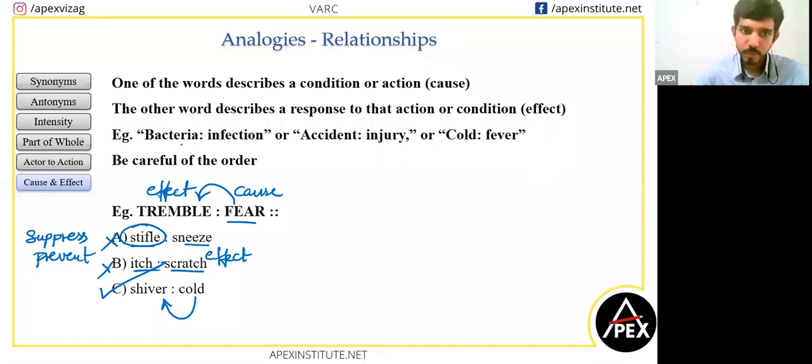So some other examples: a bacteria causes infection, which we all know over the last 1 year or more. Virus causes COVID. Accident causes injury, and cold causes fever. So fever is also an effect. It is a symptom. It is something that is visible. And what is causing it is something else. Fever is never the cause. Body is trying to fight the infection. That is how the fever comes.